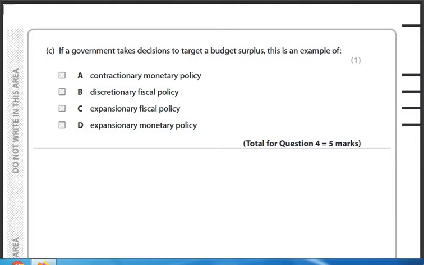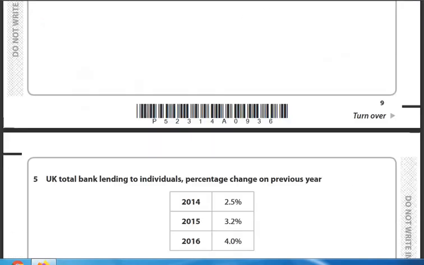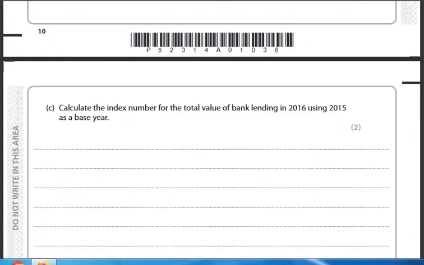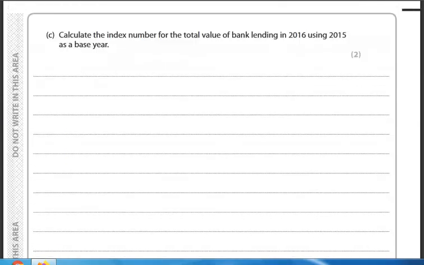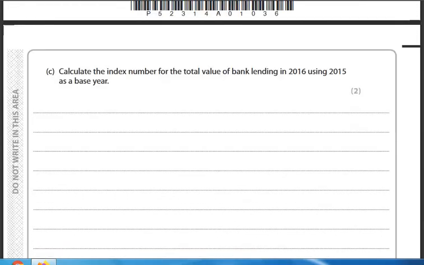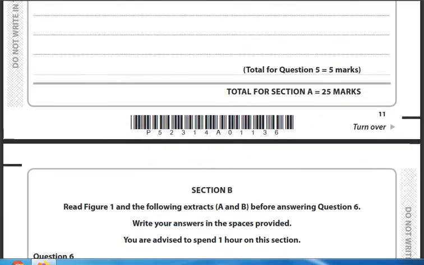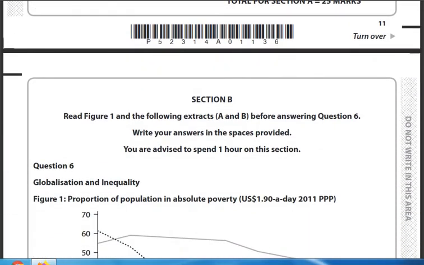Oops, let's get the page going down. Okay, so again we have a calculation. We've got some index numbers, calculate the index number, easy peasy. So that's section A done. Then we get to section B.